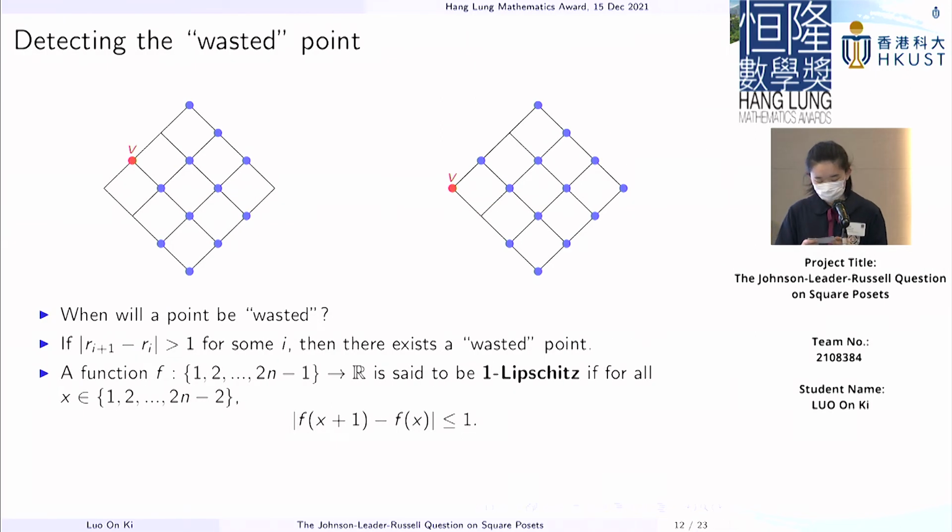So we now want to relate this idea with the Lipschitz condition. We say that a function is one-Lipschitz if the difference between f(x+1) and f(x) is always less than or equal to 1. Notice that this function is defined on the domain of the first 2n-1 integers. Therefore, such a Lipschitz function can formulate a configuration that has no wasted point. The application of this notion will be provided later in the presentation.